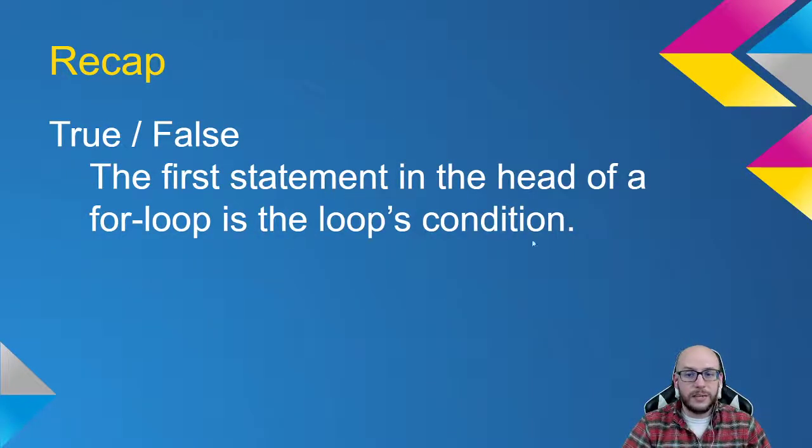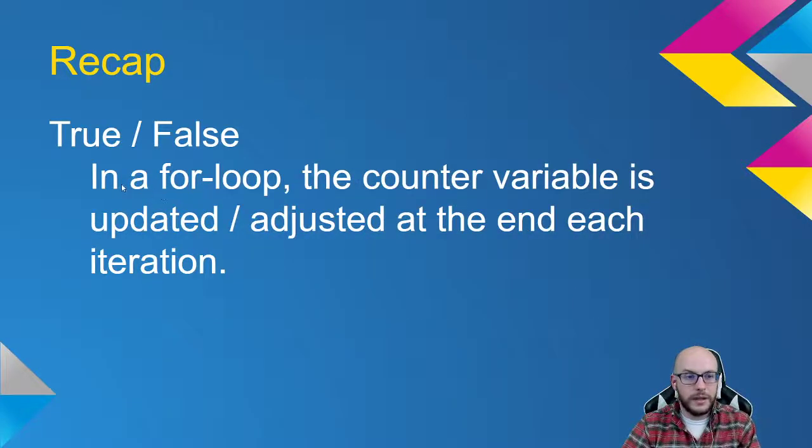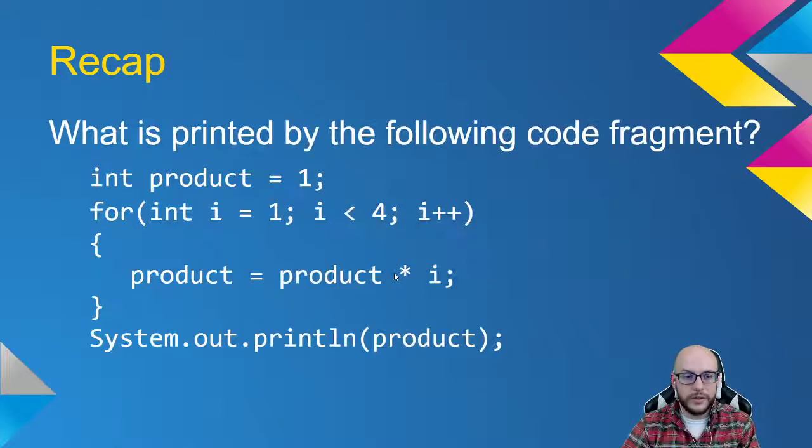True or false, the first statement in the head of a for loop is the loop's condition. This is false, and I'm going to ask you, where is the condition? Well, the condition is ultimately the second statement in the header, right? The first statement declares and initializes the counter variable. The condition is going to be the second statement in that head or header. In a for loop, the counter variable is updated or adjusted at the end of each iteration. This is true, and you don't really have a lot of control over this. There's a little bit of nuance to that, but basically for the most part, the counter variable is adjusted at the end of the iteration.